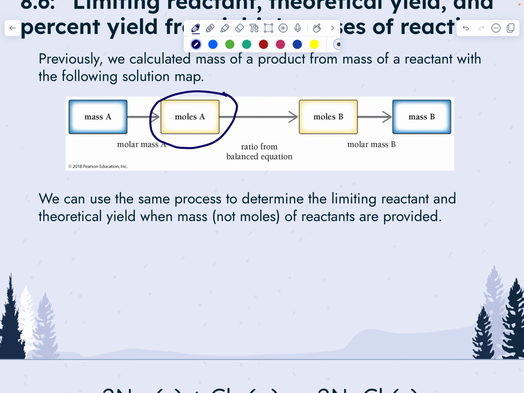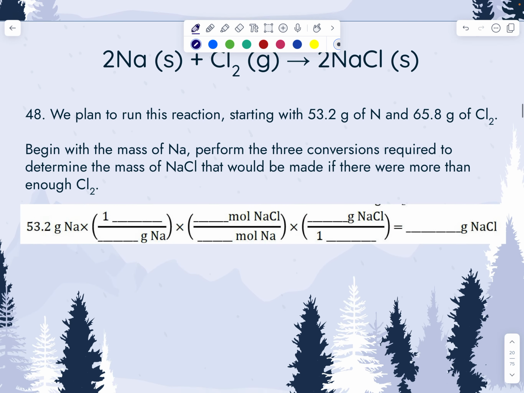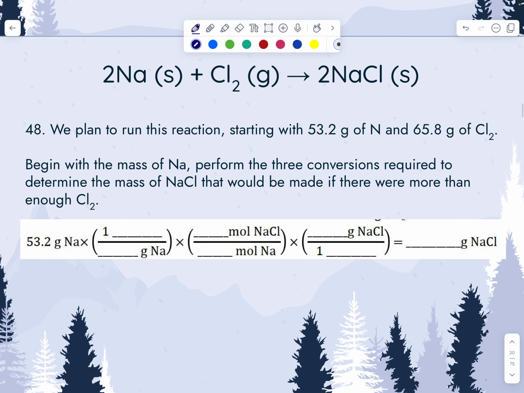whether we start with mass or volume, if we start with particles like number of atoms, if we can convert it to moles, and then from there use the ratio from the balanced chemical equation to find the moles of the product, and then whatever the question is asking us about that product. Okay, so here's the first example that we're going to do.